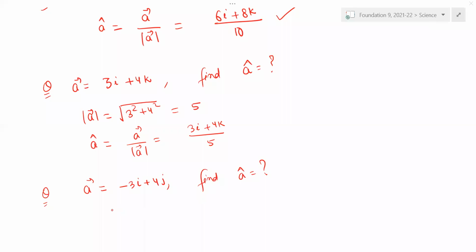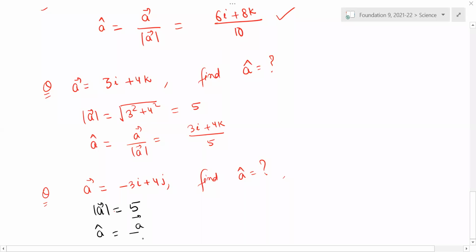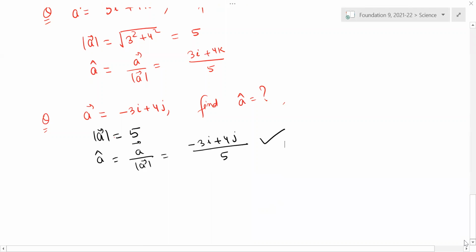Same method, beta. The modulus of a remains the same, which is how much? 5. So a cap will be how much? A vector upon modulus of a. A vector is as it is, you can write minus 3i plus 4j. Why to change? Somebody has told you to change? No. Upon 5. This should be your answer. Sir, here is minus 3, right? So minus 3, you square it, beta. Minus 3 square will be how much? Plus 9 only, right? Yes, sir.